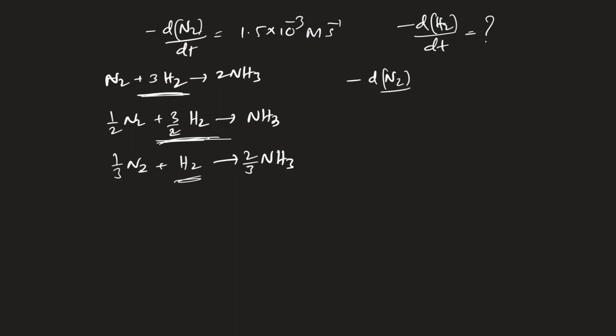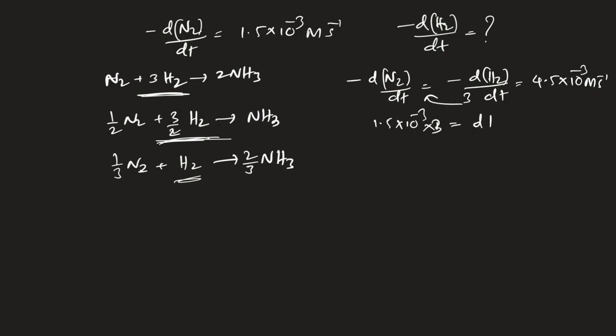d[N2]/dt is equal to minus d[H2]/dt, here this is 3. So we already got this answer in the previous one. How much is it? 4.5 × 10^-3 molarity second inverse, because this value is 1.5 × 10^-3 and this 3 will be multiplied here. Then minus d[H2]/dt, therefore this value is 4.5 × 10^-3 molarity second inverse.